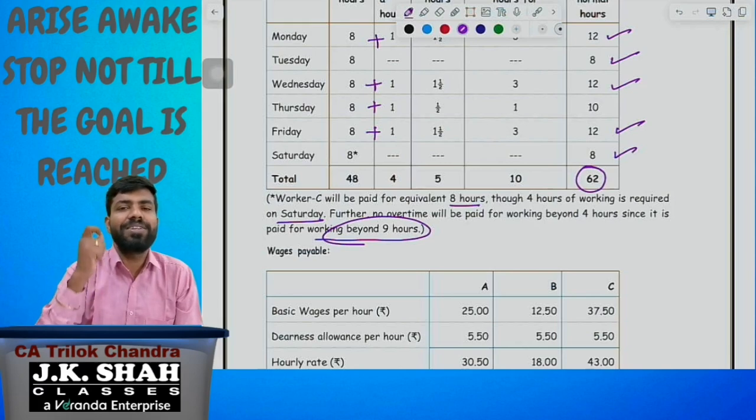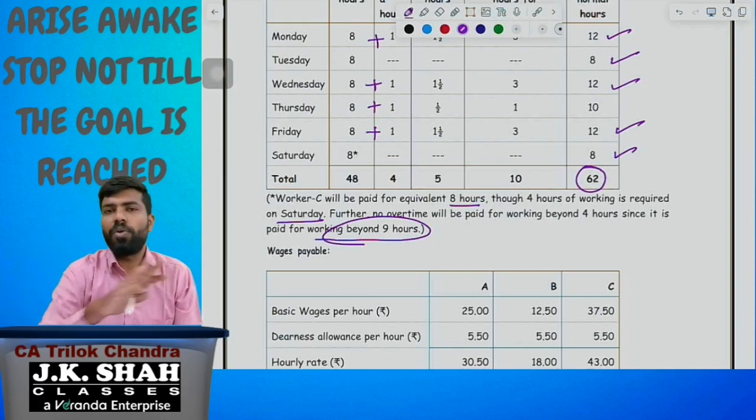Many people get confused with the Saturday working of B and C, where they are working for 4 hours, getting payment for 8 hours. That extra 4 hours is not overtime, that is normal time. I can call it extra compensation given due to working on Saturday. That is not the overtime. I have to make this clear.